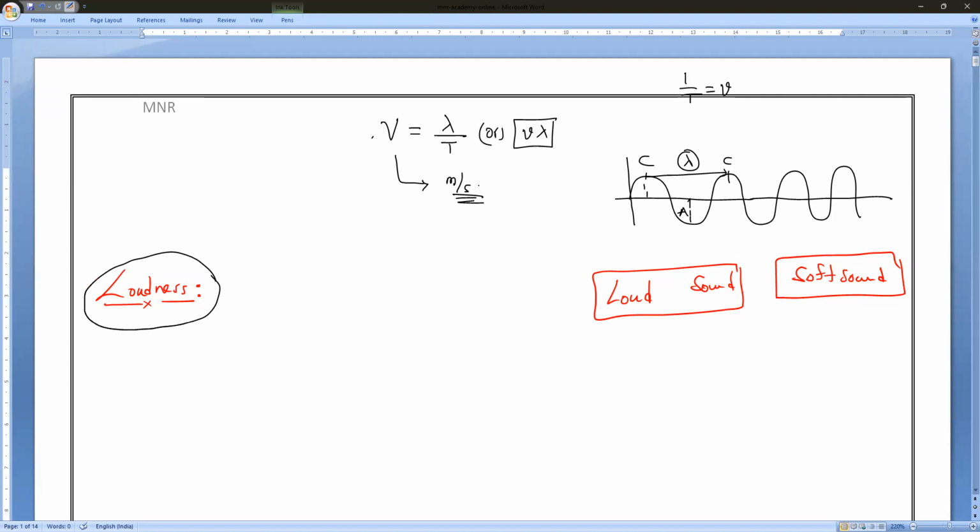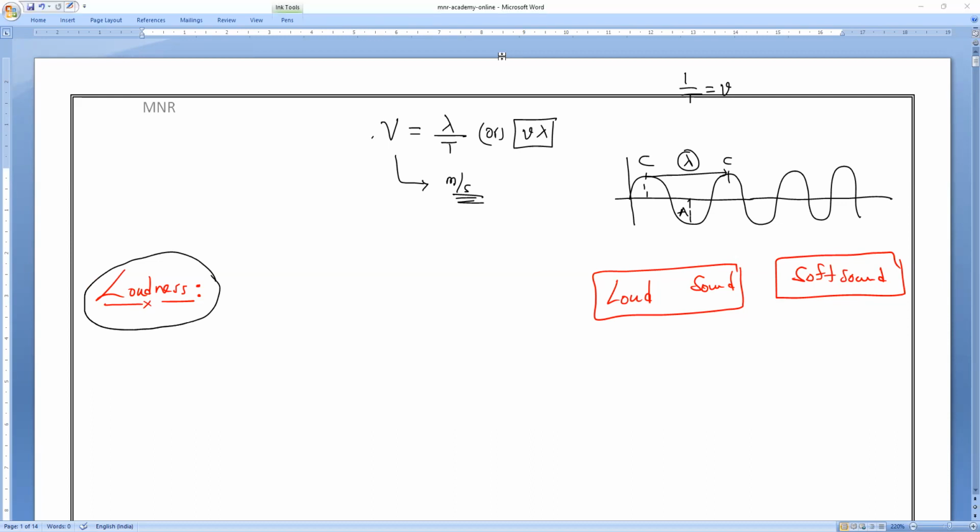So now, let us discuss what this loudness is, how it varies, and what the factors are by which this loudness is different. First listen, Abhirami, later you can see.